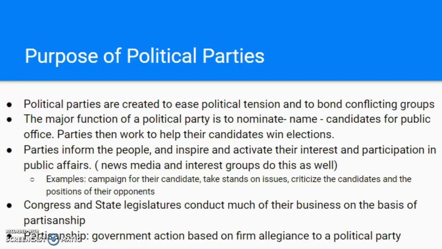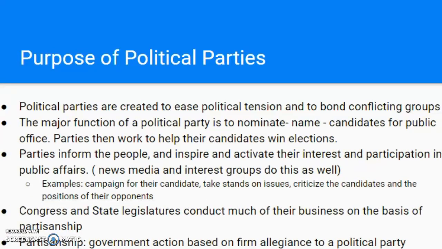Alright, so purpose of political parties. Political parties are created to ease political tension and to bond conflicting groups. They are essentially power brokers. They modify and encourage compromise among the contending views of different interests and groups, and so therefore they help to unify rather than actually divide people, as you might think.